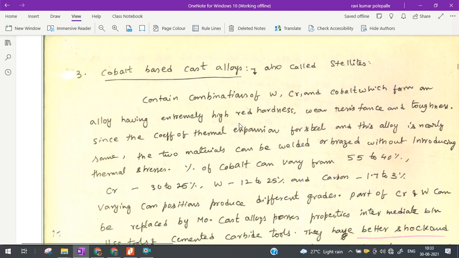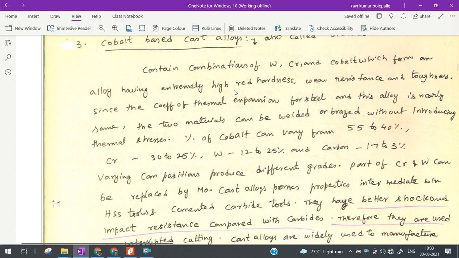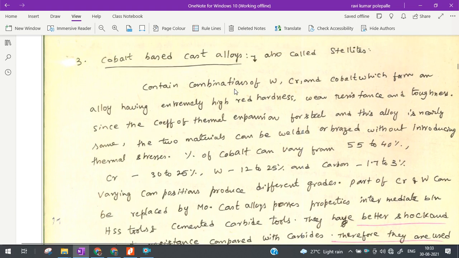The next type of tool materials are stellites. They are cobalt based cast alloys. So we can have combinations of tungsten, chromium, cobalt, and no more iron or steel. Such combinations can provide high red hardness, wear resistance, and toughness. The thermal expansion of steel and this alloy is nearly the same, so that these two materials can be welded or brazed. So even that is possible.